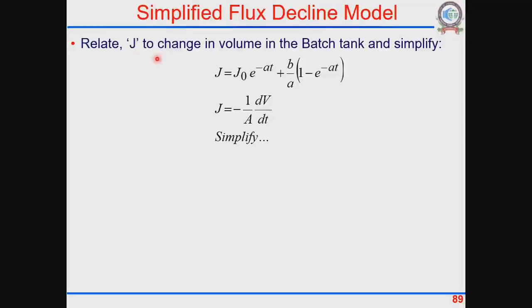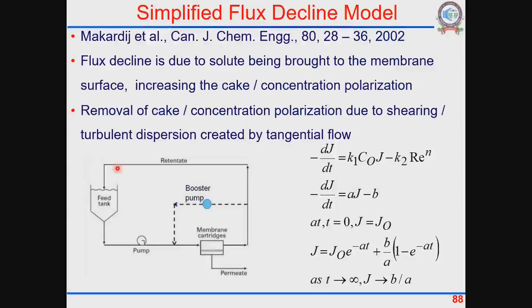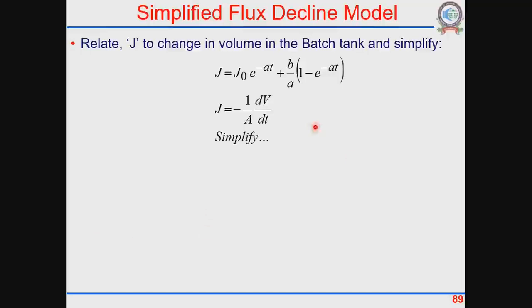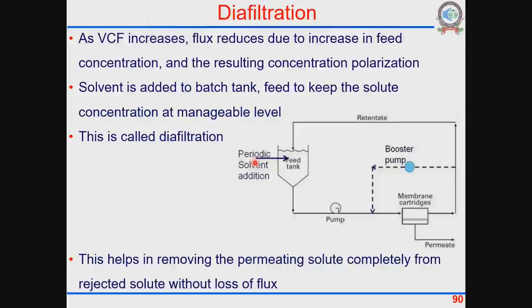What we would like to do is relate the J to the change in volume in the batch tank, and then you can simplify this further with respect to J as minus 1 by a dV by dt, and relate how the volume in the batch tank changes with respect to time. So again, this is an exercise left to you. You can do this yourself. Just the maths will be a little bit more complicated, but you can do this later.